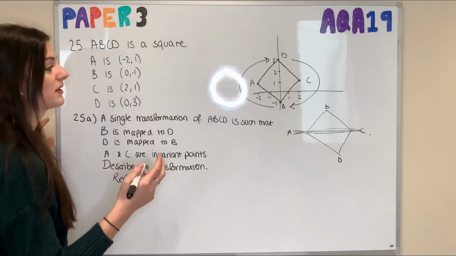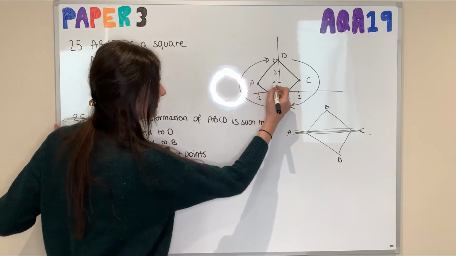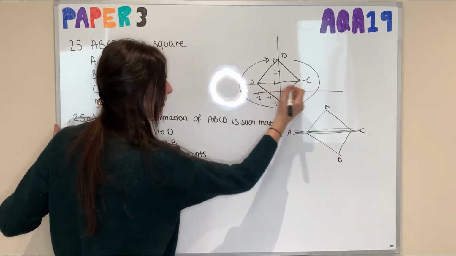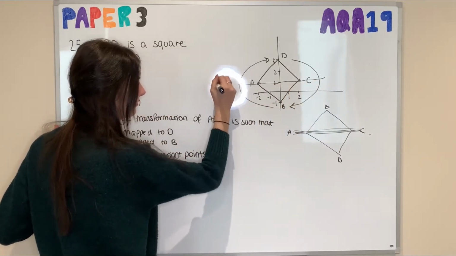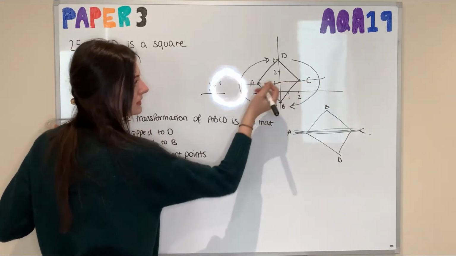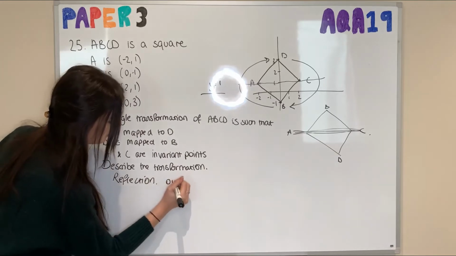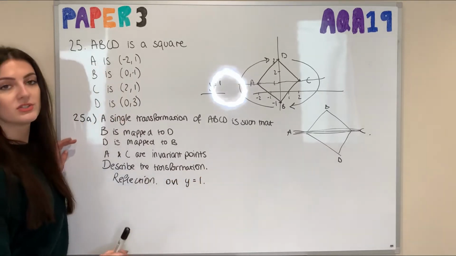However, we need to specify where this reflection is. The reflection happens here, and we can call this line y equals 1. That is where it gets reflected. So it is a reflection in y equals 1, and that is our question 25A.